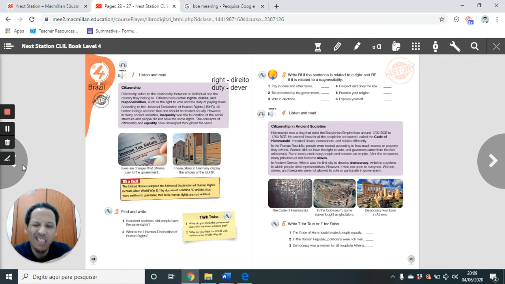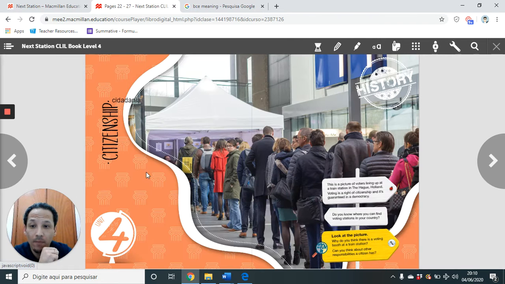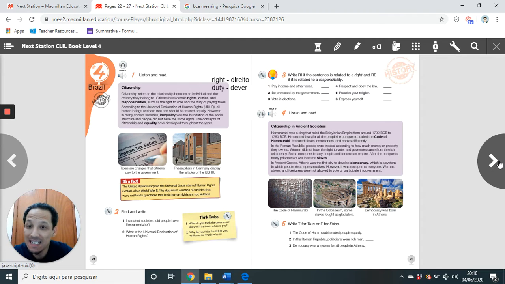Okay, so you get your CLIL book, okay? Unit 4, citizenship, okay? We are studying history, all right? Citizenship, cidadania, citizen, cidadão, okay? Right, direito, duty, dever. Tem outras palavrinhas que eu apaguei aqui, ó. Pay taxes, pagar impostos. Okay, so students, get your CLIL book, open your CLIL book to page 25.